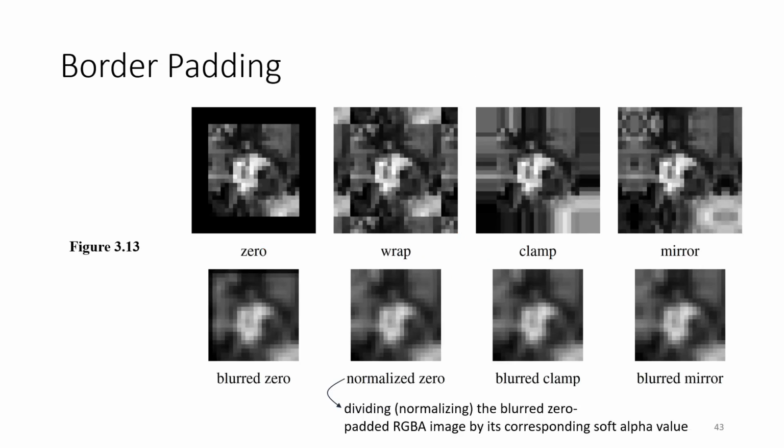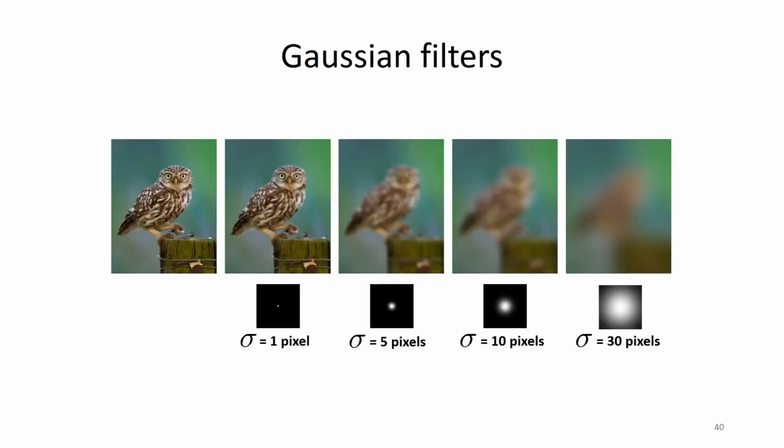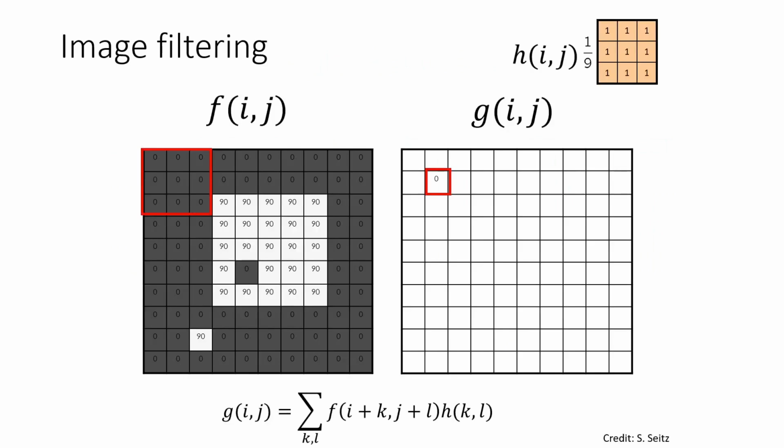Alright, let's consider a practical question. Suppose you have an image, and of course the image has a boundary. How do you apply those filters on the boundary pixels? Let's take a look here. We can calculate this point, no problem, because we have the pixels here. But how do we calculate this pixel?